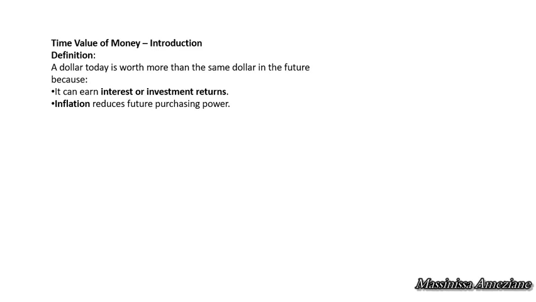The first core principle you have to know in financial mathematics is the time value of money. A dollar today is worth more than the same dollar in the future. We have many factors that affect the value of money. First, it can be invested. This money could be invested to earn interest or investment returns. Also, inflation reduces the future purchasing power of money.